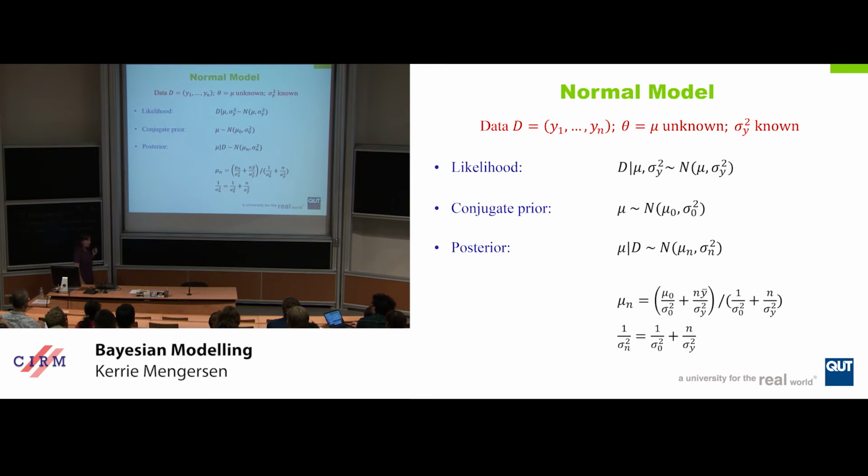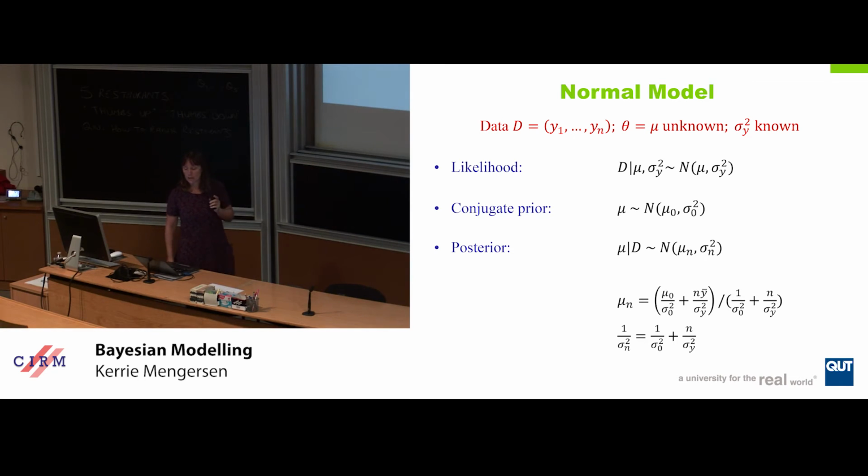So we can now take that same idea to a normal model. Just imagine now that we have a vector of data, a vector of observations, y1 to yn, I've just called it D here. Our unknown is going to be the mean, and we know our sigma squared, sigma squared y, for the data. So what we can do then is write down our likelihood here. It's just going to be a normal distribution.